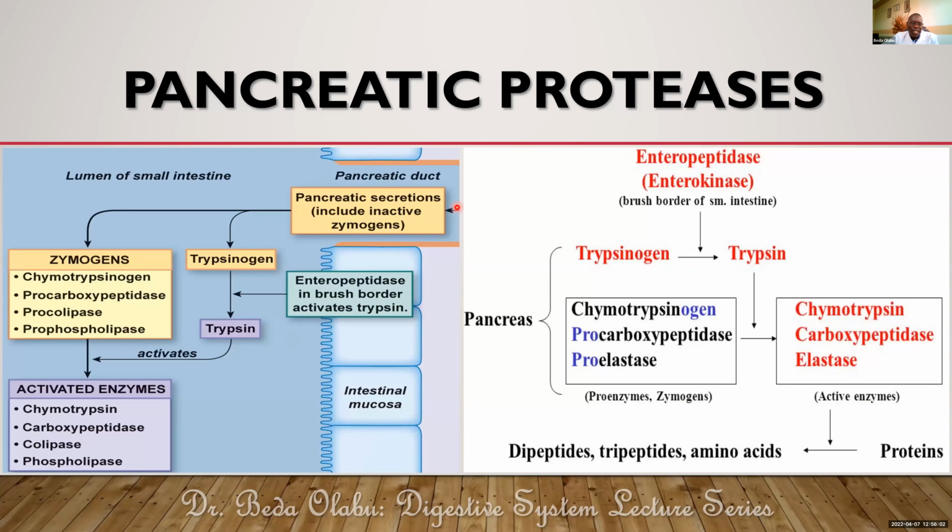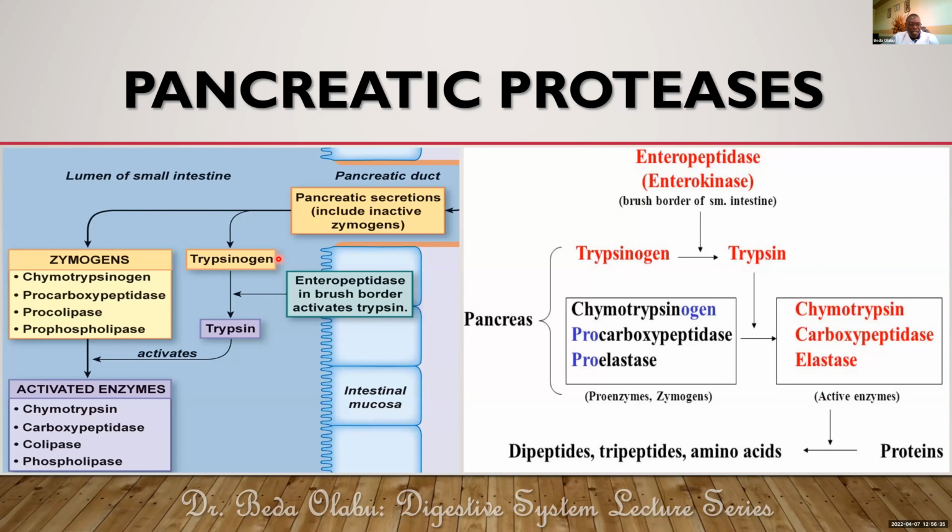So the pancreatic enzymes that enter the duodenum, we are looking at the ones that break down proteins. These are the ones we call zymogens. They are in their inactive form. When they come, they must be activated. So one of the enzymes which come from the pancreas is called trypsinogen. It is the main enzyme that breaks down proteins, but it comes in its inactive form.